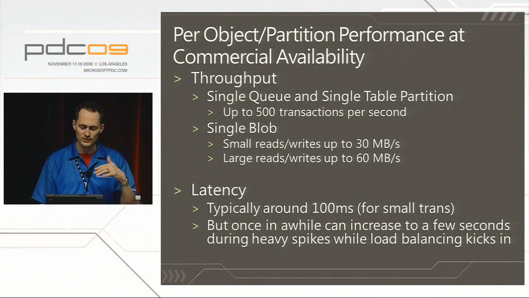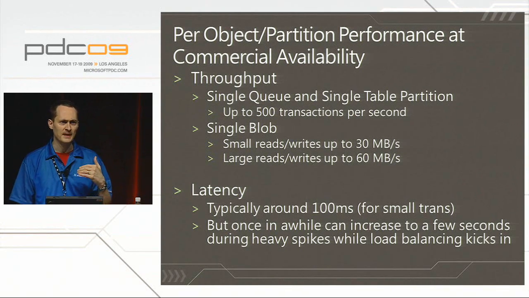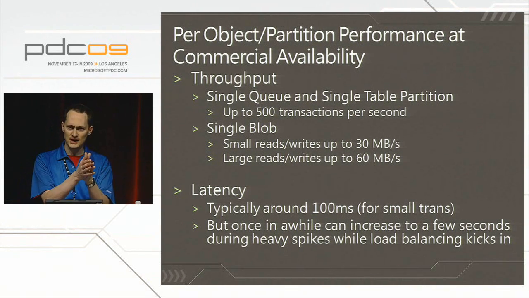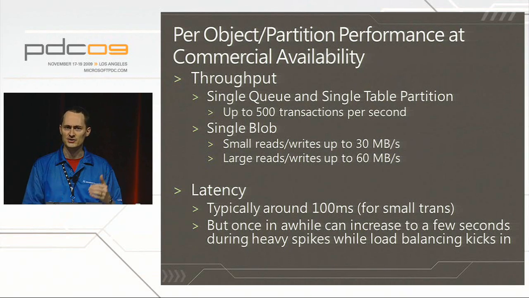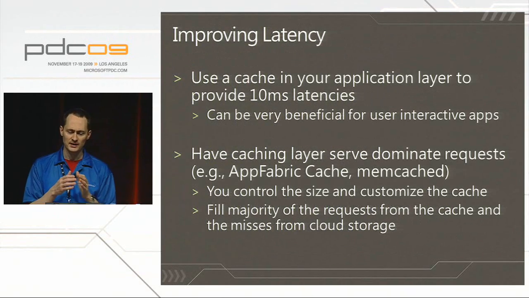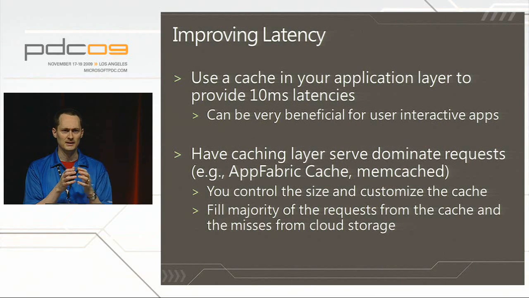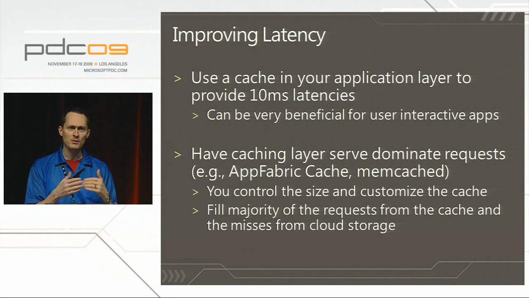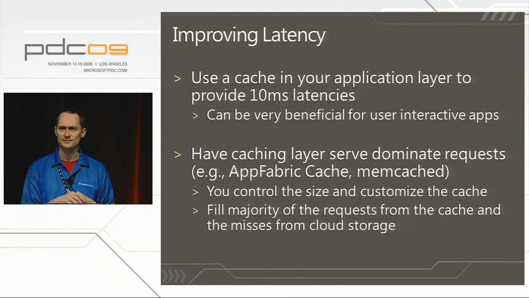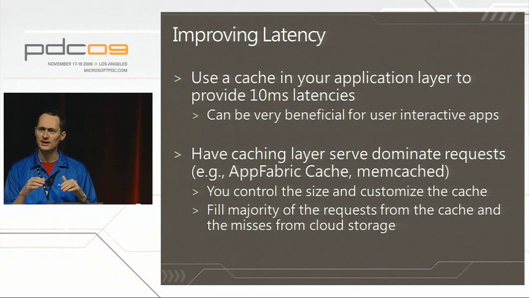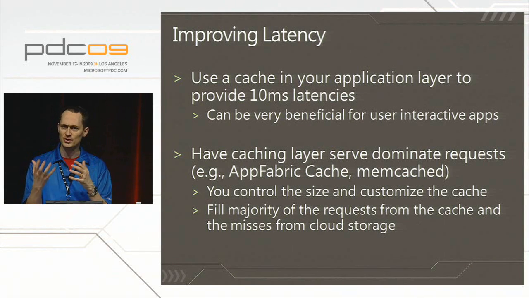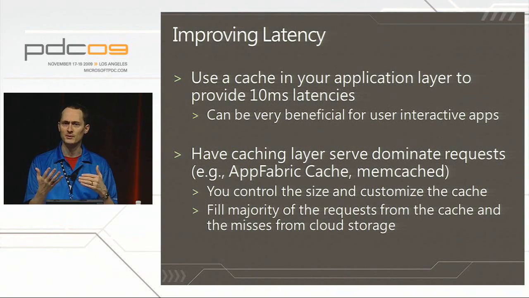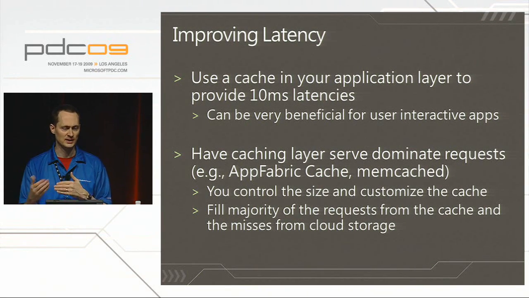One other thing around latency I want to briefly mention is that you actually have local disk as well as memory at your application layer. If you really want 10 millisecond latencies for your working set, you may want to look at adding a caching layer to your application. If you can fit your working set in there, you can have really 10 millisecond latencies for your dominant requests. And then you can fill those requests from the backend storage service if you get a cache miss.